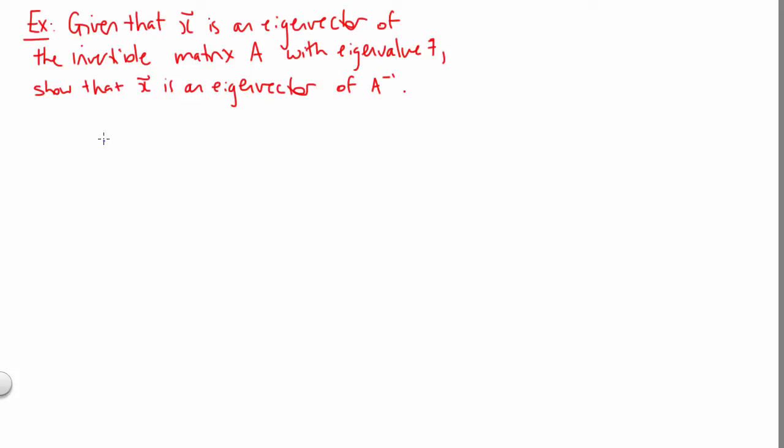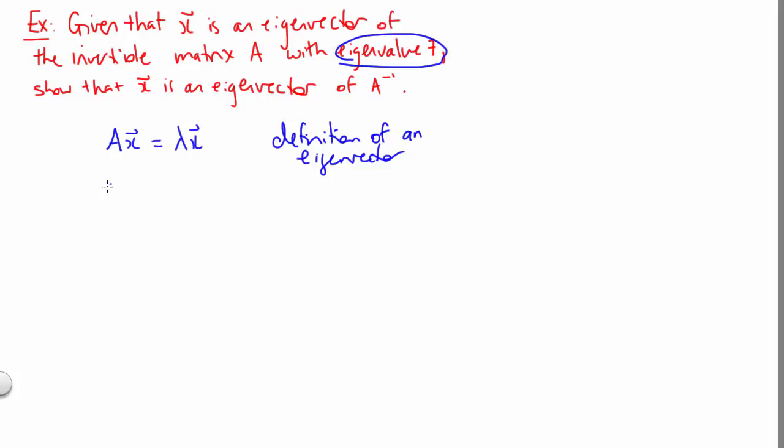Well, first thing we'll do is write down the definition of an eigenvector. We know x is an eigenvector of A, meaning Ax is equal to lambda x. So I'm going to say that's just the definition. We're told that the eigenvalue is 7, so we could write Ax equals 7x if we want to be more specific.